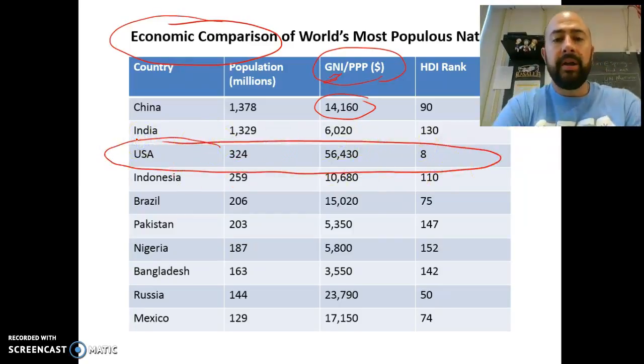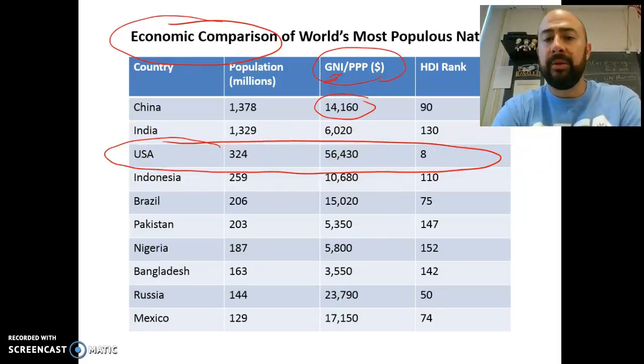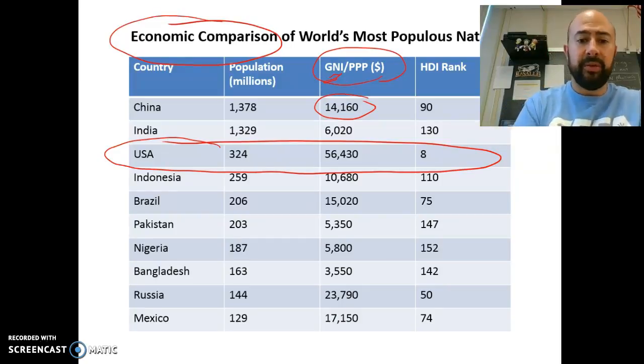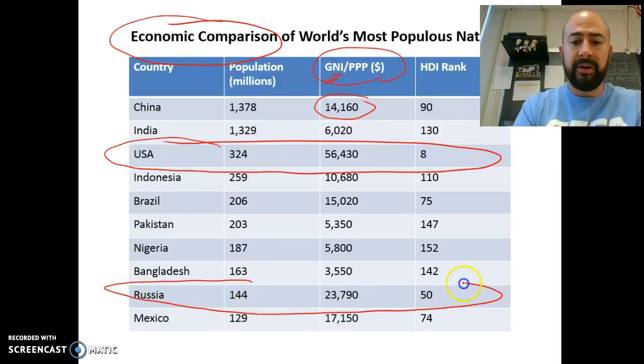So you can see the United States in particular is the third most populous country in the world, but by far has a greater purchasing power than every other country on the list. The next closest country would then be Russia down here at the bottom.